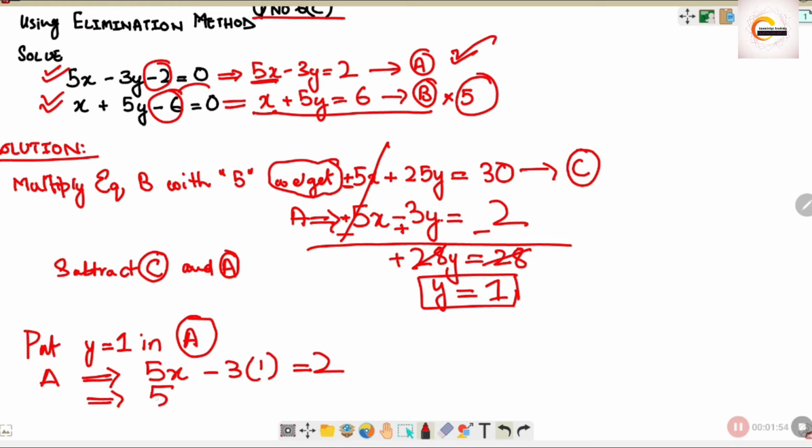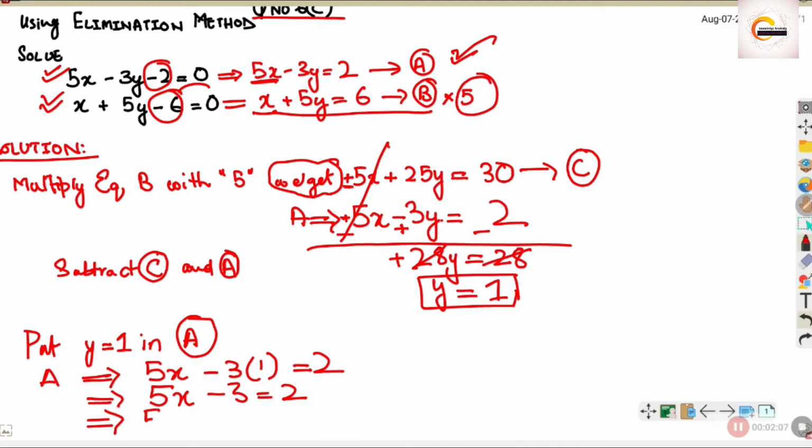It's 5x minus 3 is equal to 2, which means 5x. Now this minus will go on the other side and become plus. So 2 plus 3 is 5, and hence 5 ones are 5, x is equal to 1. And now we have got the value of y and x.